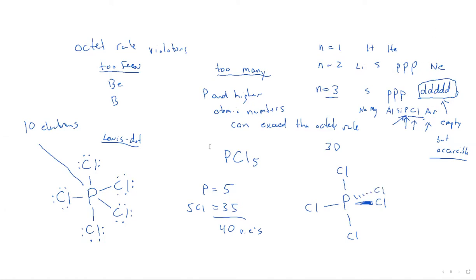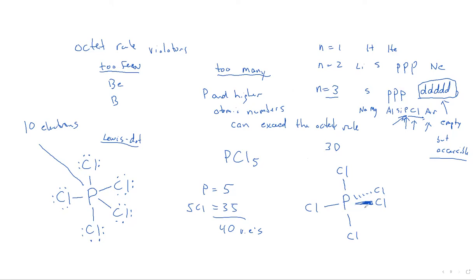Could there be resonance structures for it since the angles aren't the same? Resonance structures typically refer to when you're moving double bond electrons, and these are all single bonds. So you're not going to have any resonance structures. No need for resonance structures, right? Everything has an octet. The angles are locked in place.